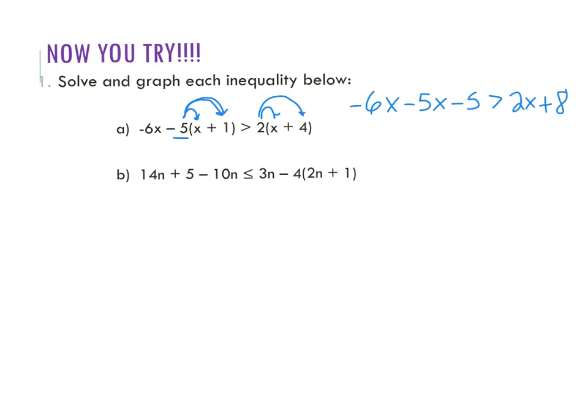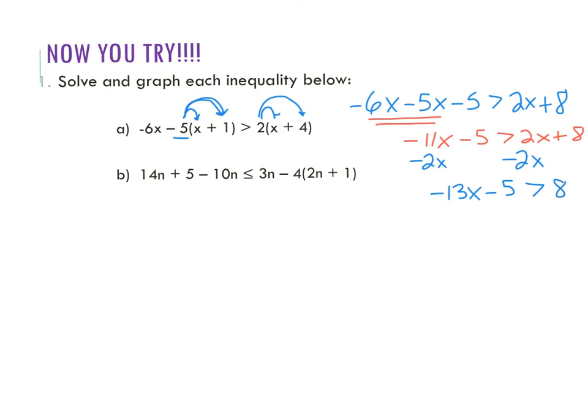If you have like terms on one side, it's always good to maybe collect those first. So we have negative 6x minus 5x. That ends up being negative 11x. Still have the minus 5, still have the greater than 2x plus 8. And remember, it's encouraged that you put the x's or the variables on one side, in fact, the left side here. So if I subtract 2x from both sides, we end up getting negative 13x minus 5 greater than positive 8.